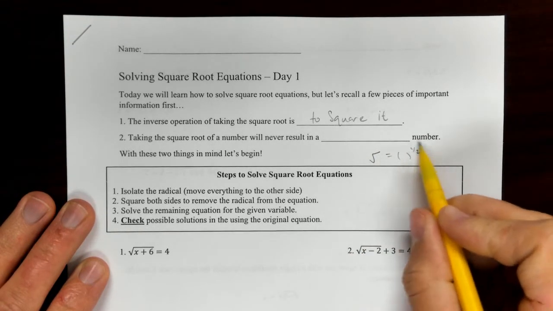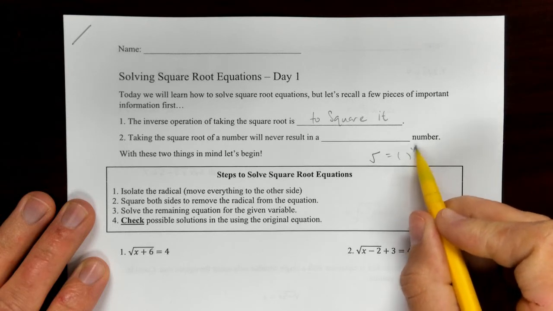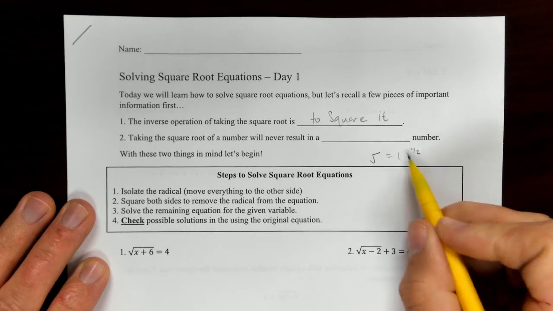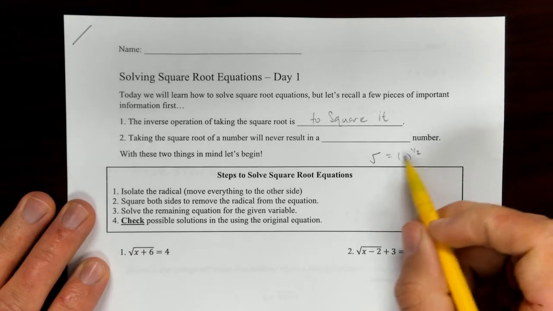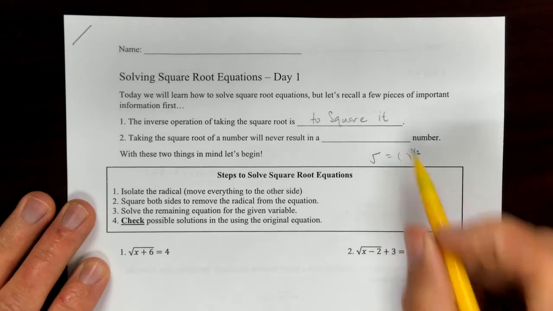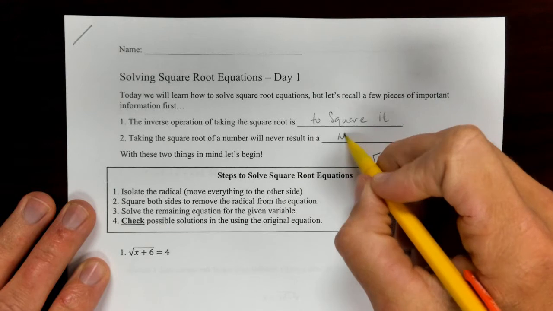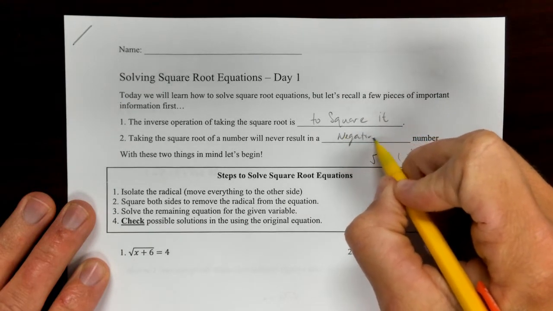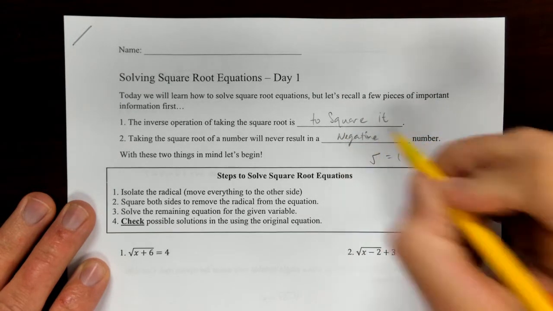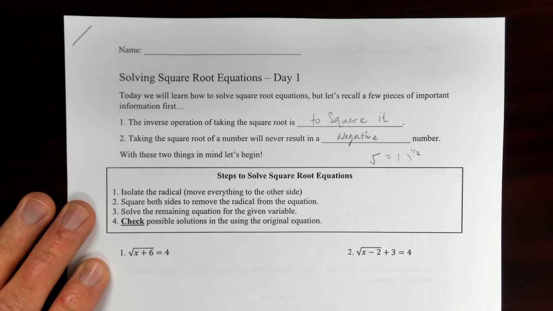So when I square this, when I take 1/2 and multiply it by 2, those cancel out and I'm left with whatever is right here. So that's the inverse of the square root. Taking the square root of a number will never result in a negative number. So with these two things in mind, let's rock and roll.